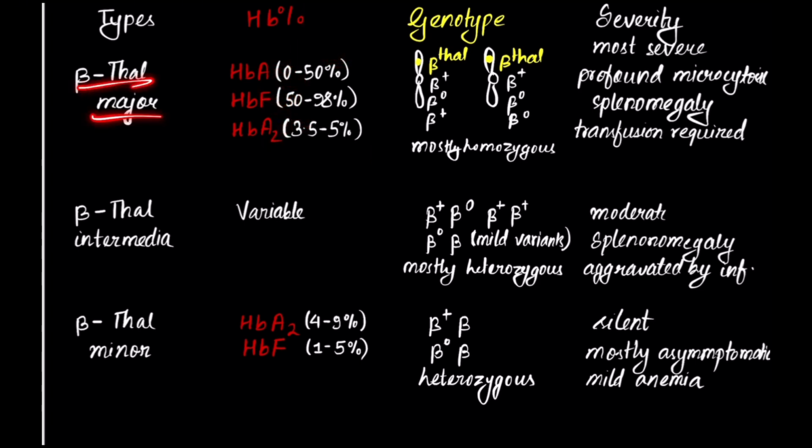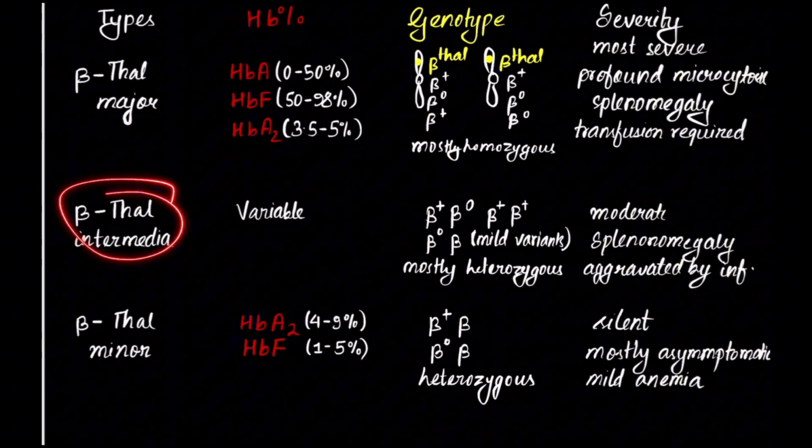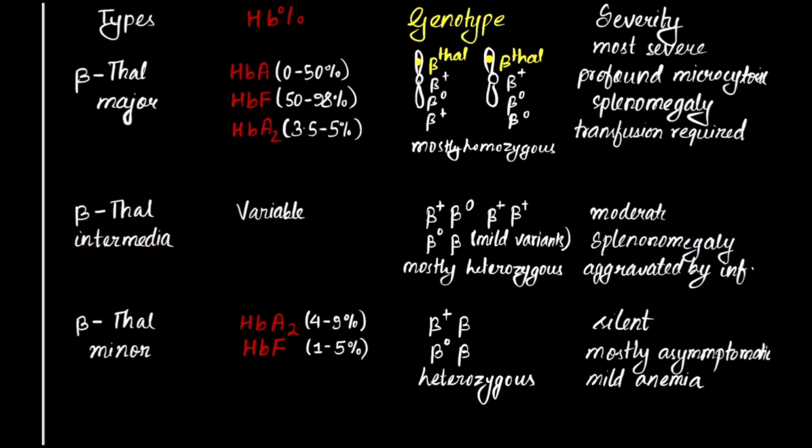So in case of beta-thal major, mostly the type of mutation occurs such that there is homozygousness. Homozygous means both mutated beta genes are either beta plus or beta naught. Due to that, there is very reduced production of beta chain or absolutely no production of beta chain, leading to severe anemia and high percentage of fetal hemoglobin and minor hemoglobin. Then there's beta-thalassemia intermediate, where there is moderate severity.